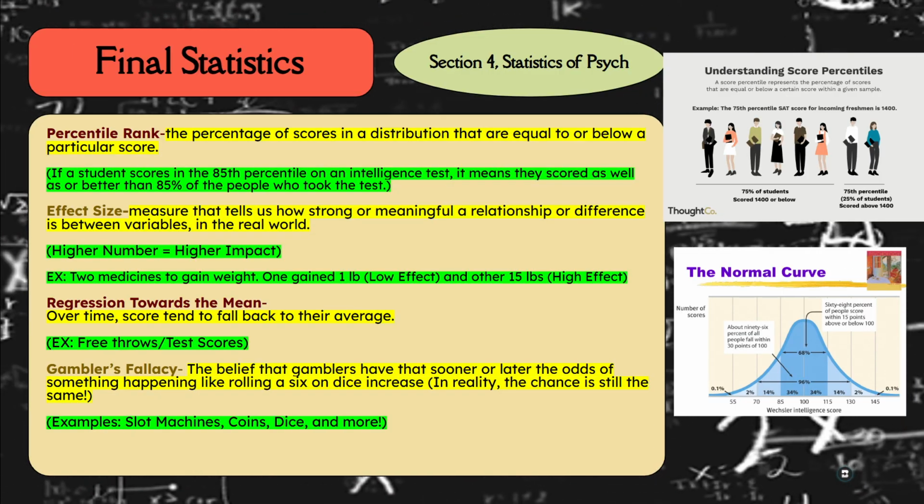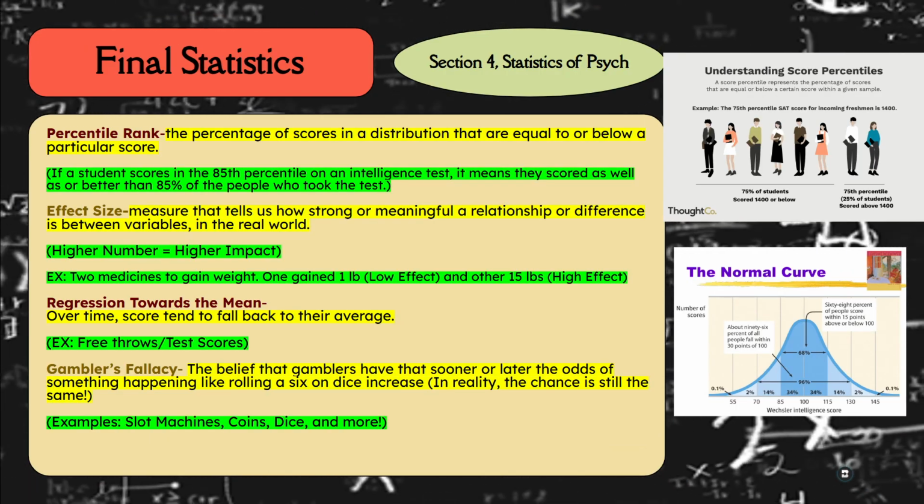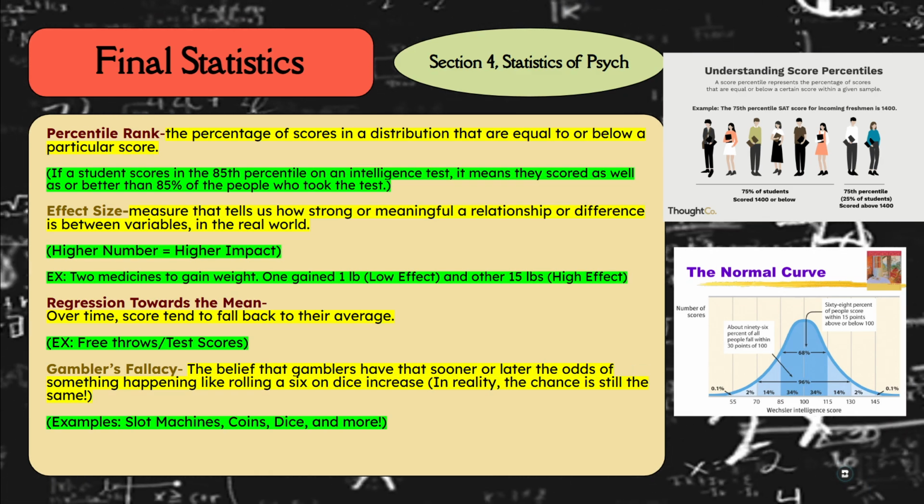Gambler's fallacy is the idea that the more you gamble, like rolling dice or flipping a coin, the more the odds change. That's not true. We know that flipping a coin is always 50-50, but if you see heads 5 times in a row, you might think the chance of tails is higher, when in reality, it's still 50-50.